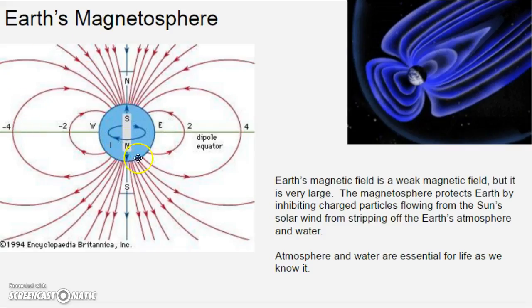So with the Earth's magnetic field, remember, the magnetic North Pole is located near geographic South, and the magnetic field around it is the region in space in which the magnetic forces are acting. Even though Earth's magnetic field is weak, it's still very large. The magnetosphere protects Earth by inhibiting charged particle flow from the sun's solar wind from stripping off Earth's atmosphere. And the atmosphere and water are essential for life as we know it.